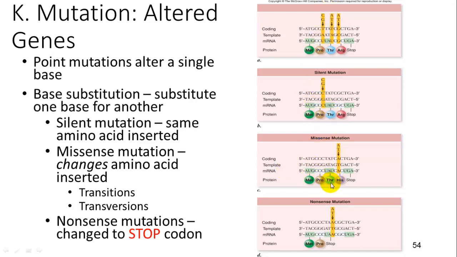But sometimes you can have a missense mutation where it changes the amino acid, and that's what happens here. So if you change this one right here, it was originally a GC to an AT, that can cause this to become a stop codon, and now you have a shorter amino acid chain and probably not a functional protein.